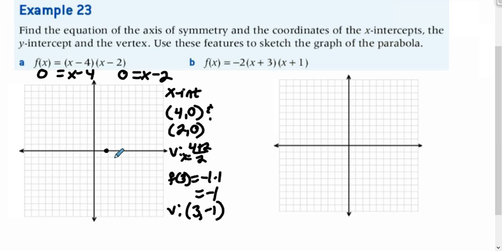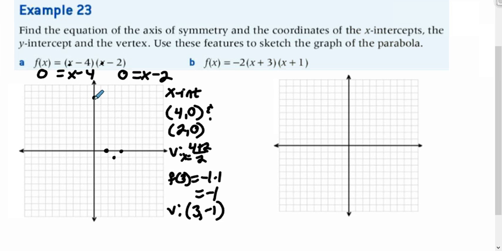They also asked me to find my y-intercept. When it's in this form, my y-intercept is not easy. The only time that one's easy is when it's in standard form. Standard form is the hardest one to find your vertex in. There's pros and cons to each. So if I want to find my y-intercept, I'm going to set x equal to 0. So this is 0 and this is 0. I get negative 4 times negative 2, which is positive 8.